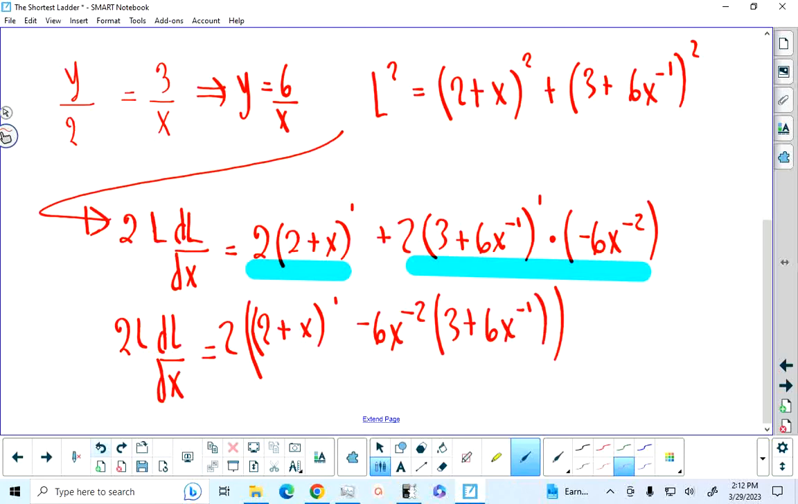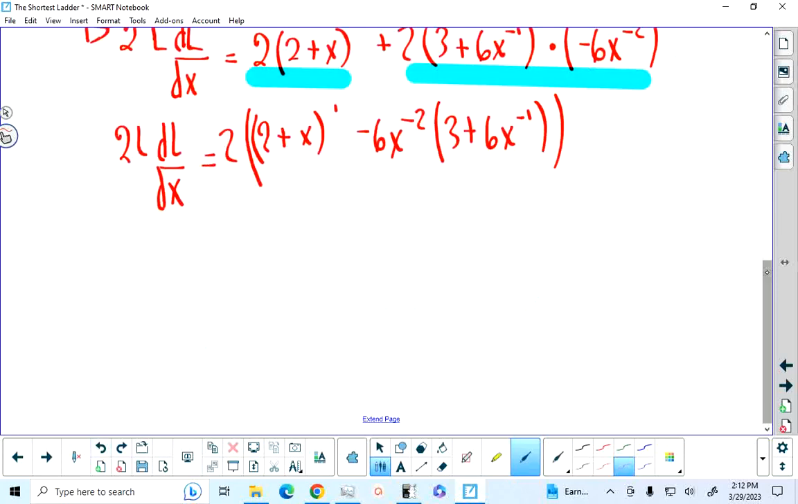So I have the negative 6x to the negative 2. And I have the 3 plus 6x to the negative 1 left over. You might be wondering why I'm not factoring out that negative exponent in the form of x to the negative 2. It's because I also have in there 6x to the negative 1. So my thinking is, let's just multiply out that whole thing. Let's just multiply this out and then worry about factoring out exponents.